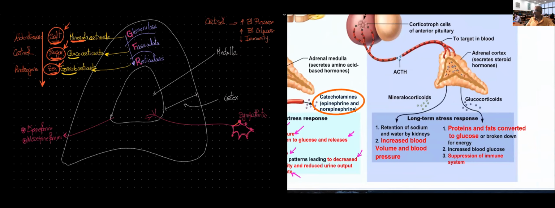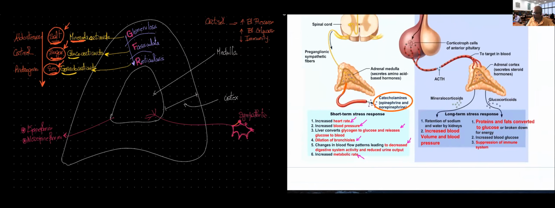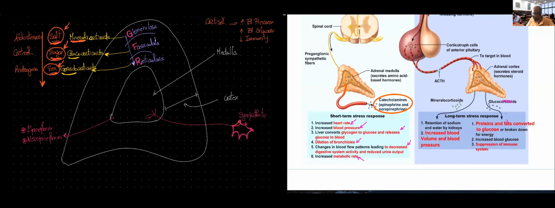Also, at the same time, your adrenal cortex is going to be releasing its hormones, mainly the glucocorticoids and the mineralocorticoids. Remember, glucocorticoids are like cortisol, cortisone, and corticosterone, and mineralocorticoids are like aldosterone.